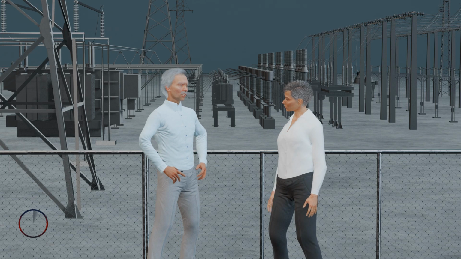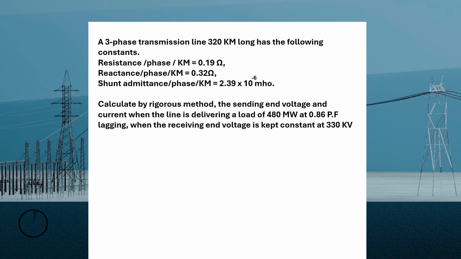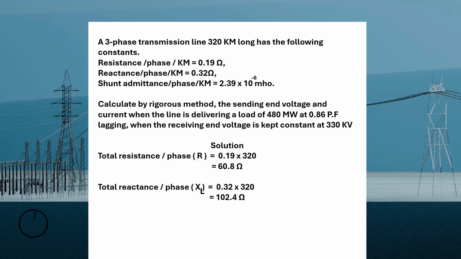We can begin now by solving the following. Total resistance per phase, that is 0.19 times 320, will equal 60.8 ohms. Likewise for reactance, that is the total reactance XL is 0.32 times 320, equal to 102.4 ohms, and finally for shunt admittance, which is the total shunt admittance, will equal 2.39 times 10 raised to power minus 6 times 320, which equals 7.64 times 10 raised to power minus 4 mho.